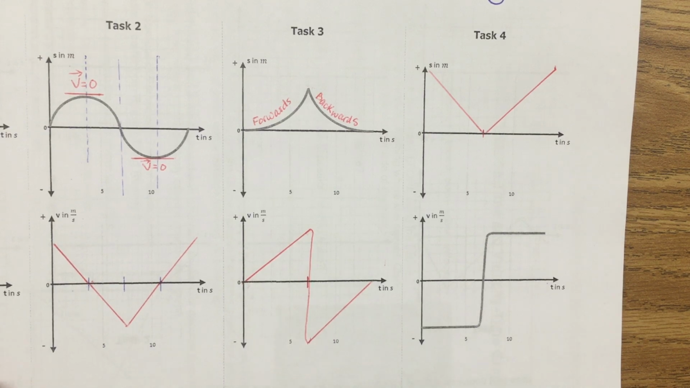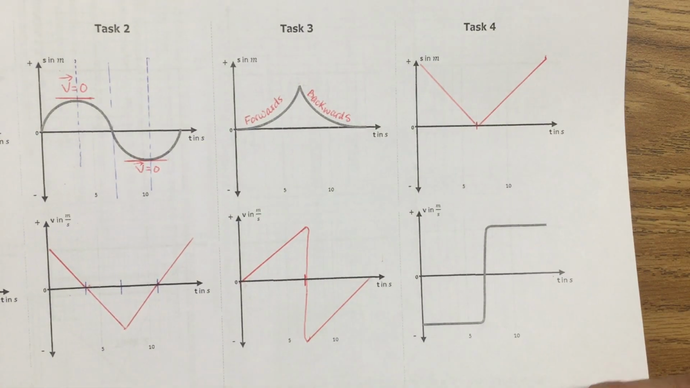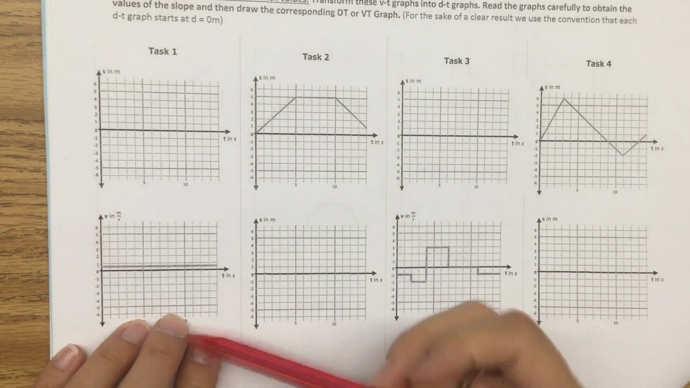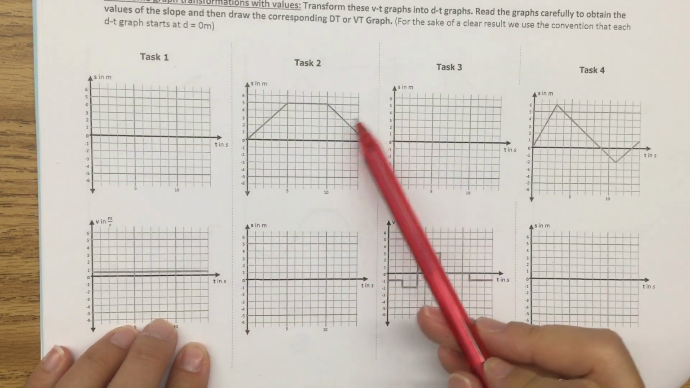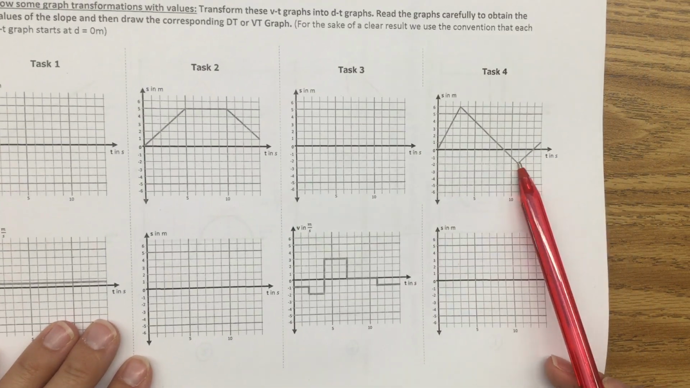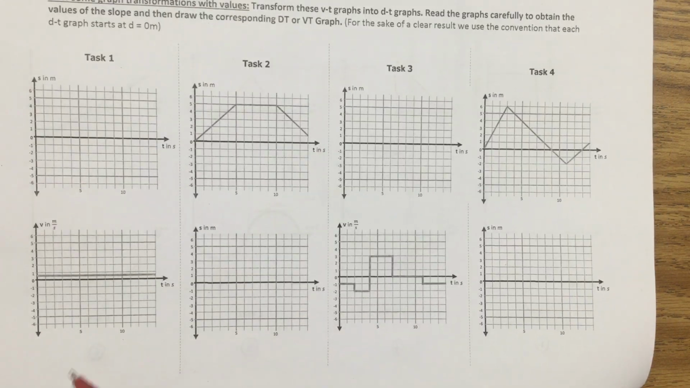So on the next page, on the back side, are 4 tasks. You have a VT graph, and then a DT graph, and then another VT graph, and then another DT graph. I would like you to try these 4, and we will go over them when we come back to class next week. Thanks.